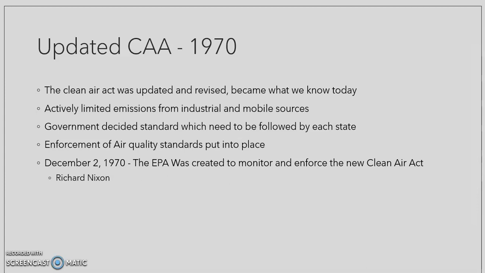Then we get to 1970, where we have the Clean Air Act that we know today. It was updated and revised, and then it became an active limiting process for emissions from industrial and mobile sources. So it was no longer unfettered pollution happening. And the government decided standards which needed to be followed by every state, and enforcement of the air quality standards were put into place. So the EPA was actually founded in December of 1970 in order to enforce this new Clean Air Act, as well as the Clean Water Act. And this was done by Richard Nixon's administration.